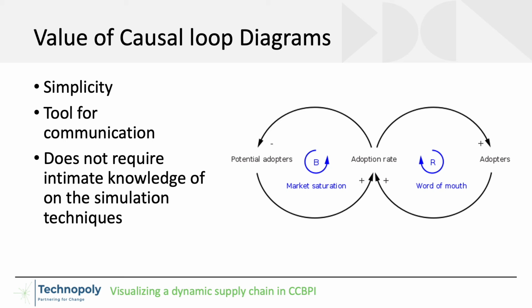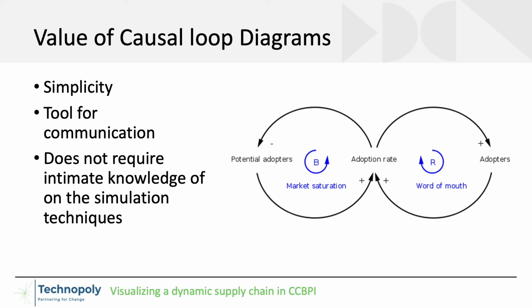A good example that we can use to describe the idea of market saturation in word of mouth is using a basic causal loop diagram here, where we can start with the number of adopters. The more adopters we have, the more adoption rate we can have, because we can use them to spread the word. And the more adoption rate we have, meaning more people are talking about it, the more adopters we have. So it's a reinforcing loop.